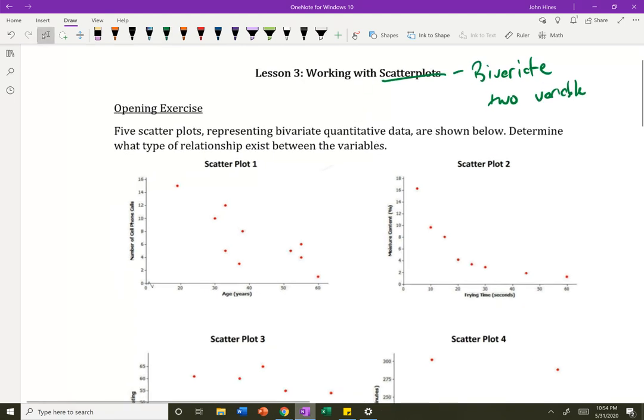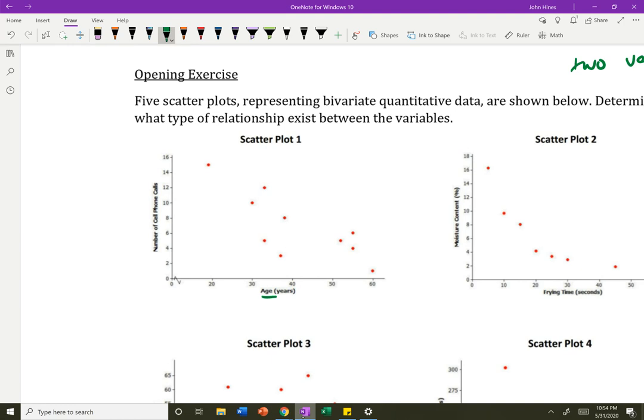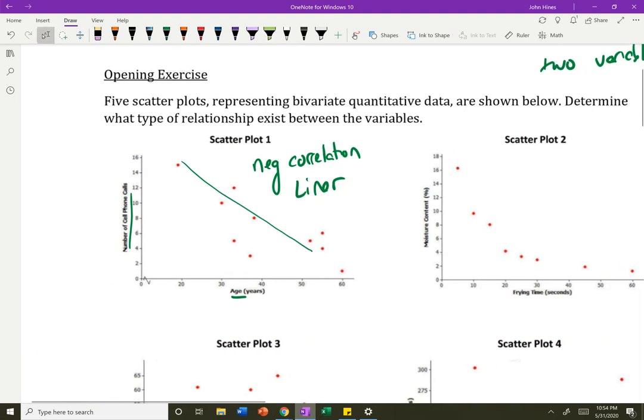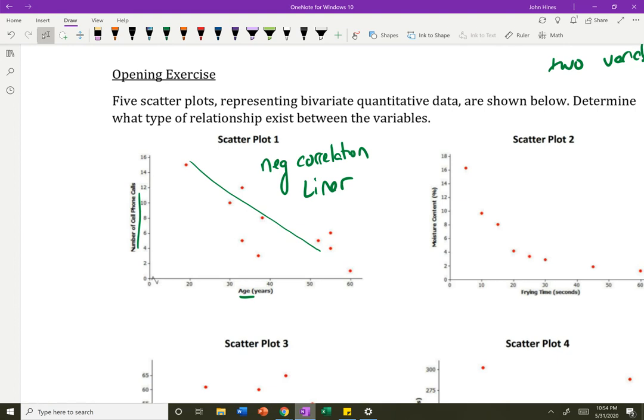This first one I want to look at is age and the number of cell phone calls. If we look at this, as age gets bigger, what happens to cell phone calls? It appears to be trending downwards. So there's a negative correlation that exists between these two, and it appears to be linear. At these points I can find a line of best fit passing through them. So it appears to be a negative linear relationship there.